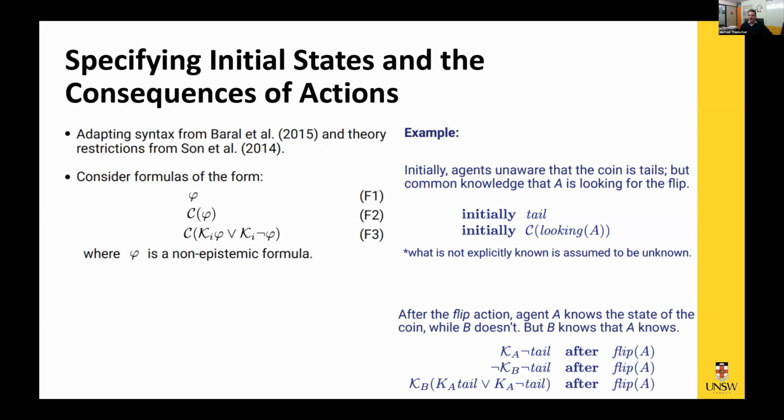What we then can also adopt is a language that allows us to specify information that we can derive about the effect of actions. For example, we can say after flipping the coin, agent A does know that the coin no longer shows tails, whereas B doesn't know this, but B does know, because it's common knowledge that A is looking at the coin, that A knows whether the coin shows tails or not.